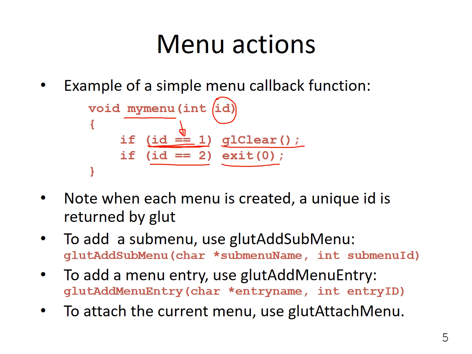Note that when each menu is created, a unique ID is returned by glut. To add a sub-menu, use glutAddSubMenu. With glutAddSubMenu, we specify the submenu name and the integer submenu ID that will be returned when this is selected. To add a submenu entry, we use glutAddMenuEntry with the entry name and the ID that is to be returned. To attach the current menu, we use glutAttachMenu. So glutAttachMenu will attach the menu that is current.